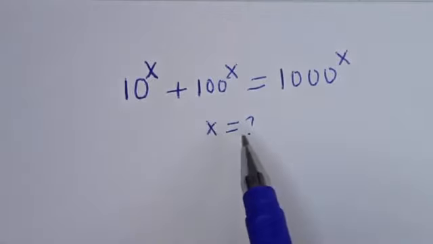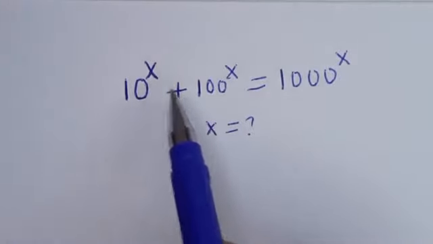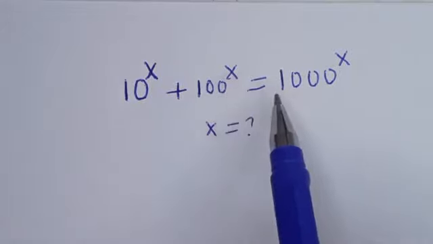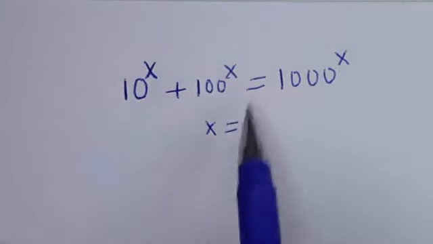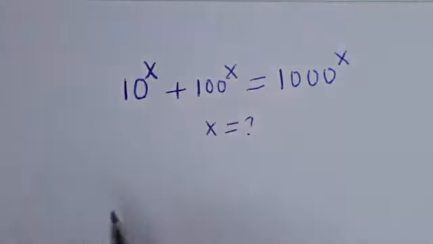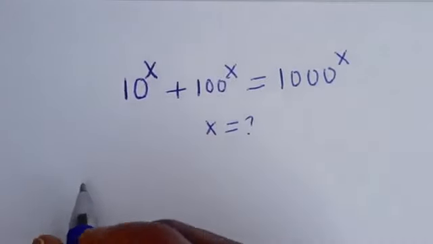Hello, how to solve for x in this equation: 10 to the power of x plus 100 to the power of x is equal to 1000 to the power of x. In this equation, we are going to make use of two methods. Let's consider the first method.